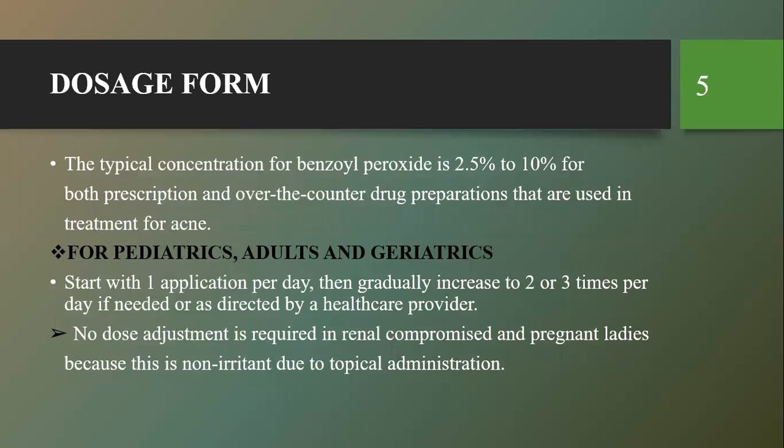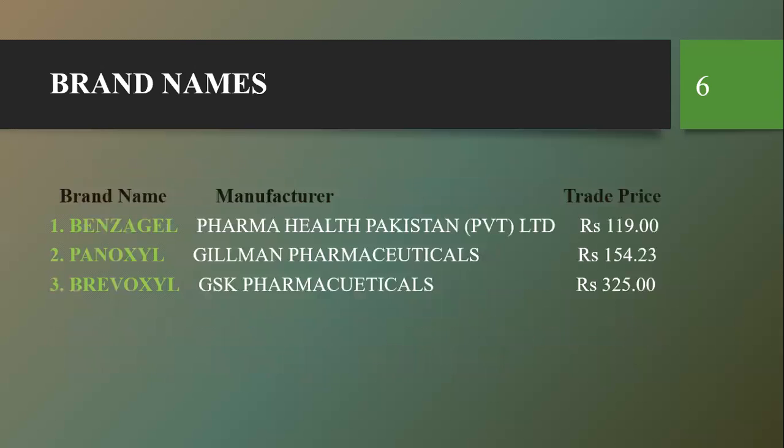For the dosage form, the concentration of benzoyl peroxide we usually use is 2.5% to 10% for over-the-counter preparations and prescription as well. For pediatrics, adults, and geriatrics, we start with one application per day, then gradually increase to two or three times per day if needed or as directed by a healthcare provider. No dose adjustment is required in renal compromised and pregnant ladies because this is non-irritant due to topical administration.